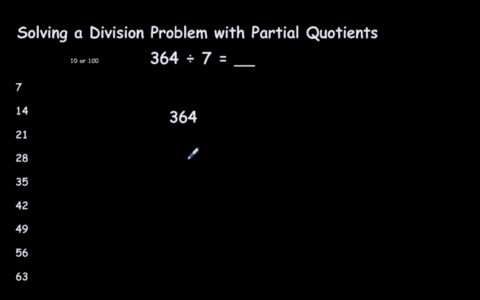All right, so what we're going to do today is solve 364 divided by 7 using partial quotients. Now, this is very similar to area model in that you take out chunks. The first thing to do is draw my little line.